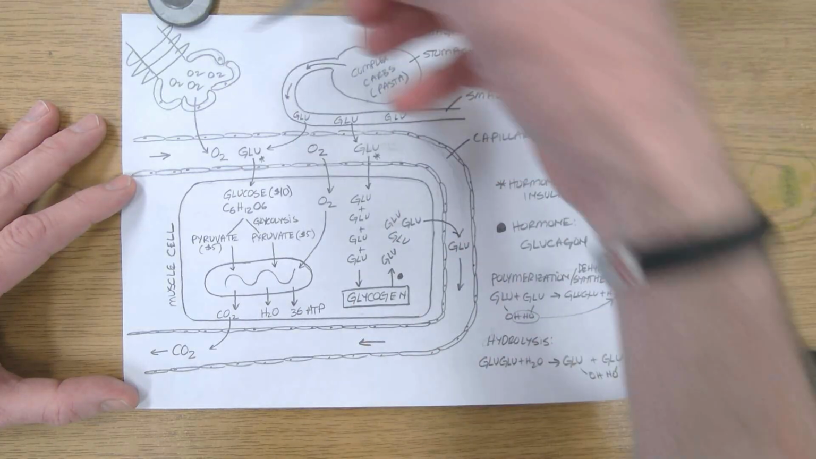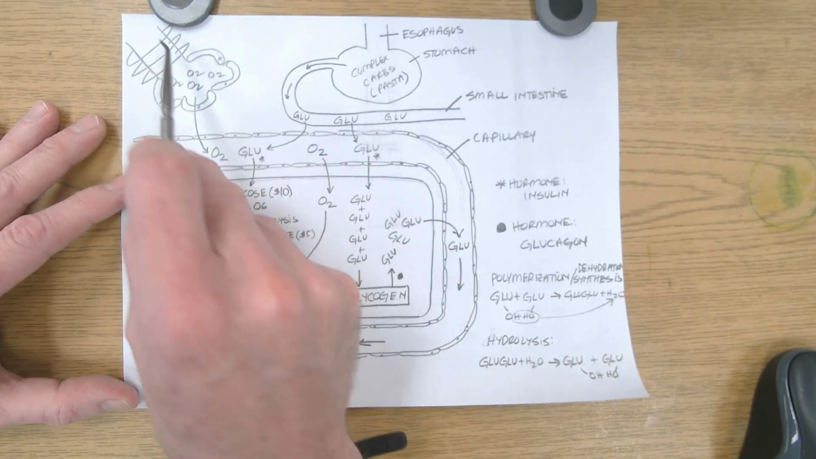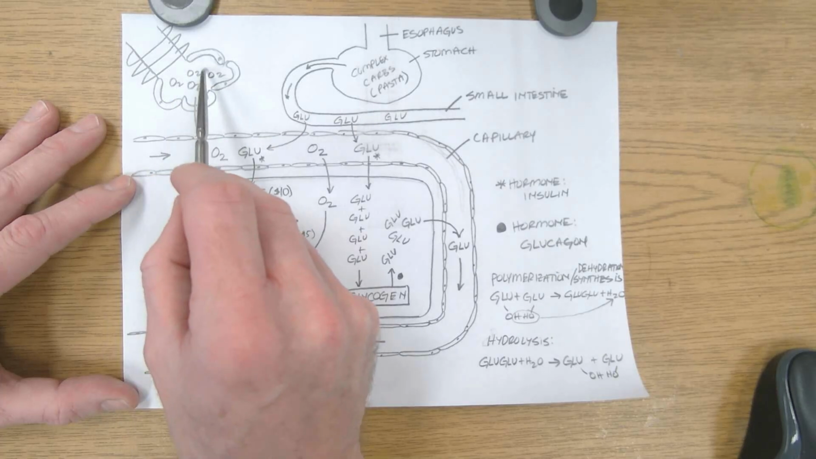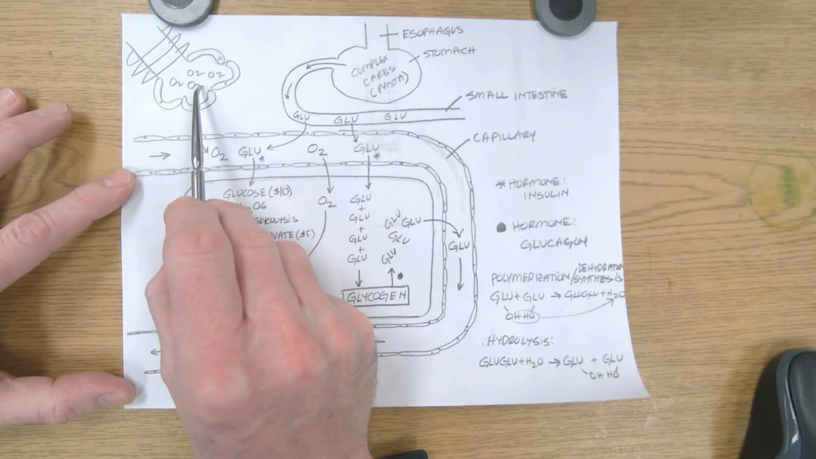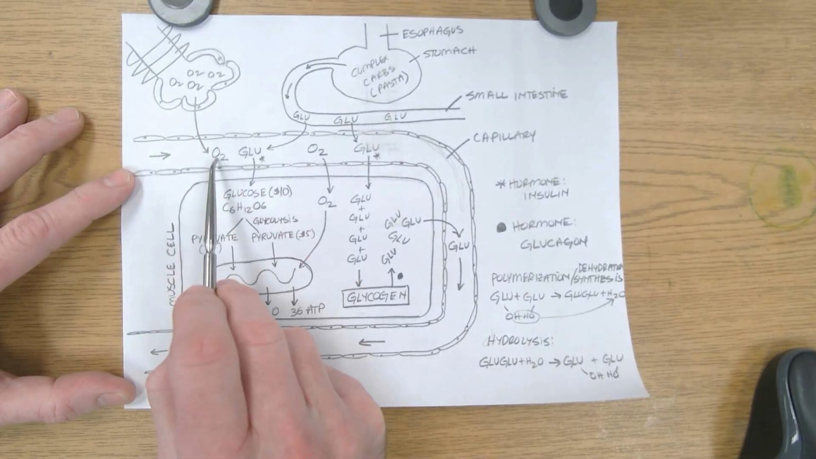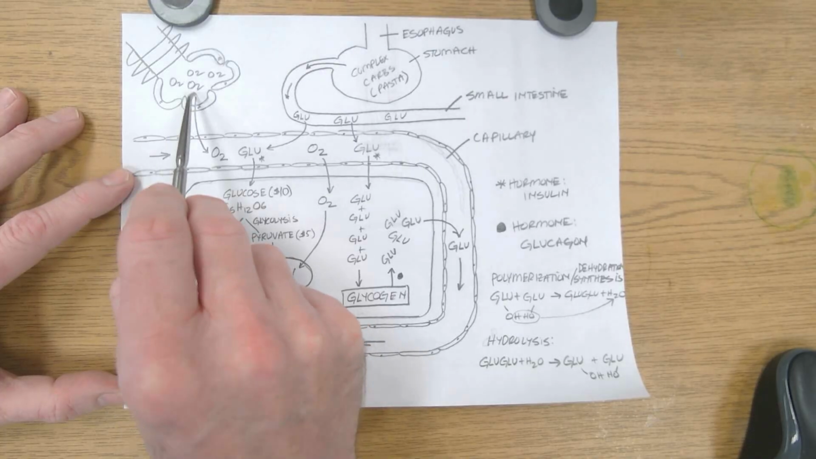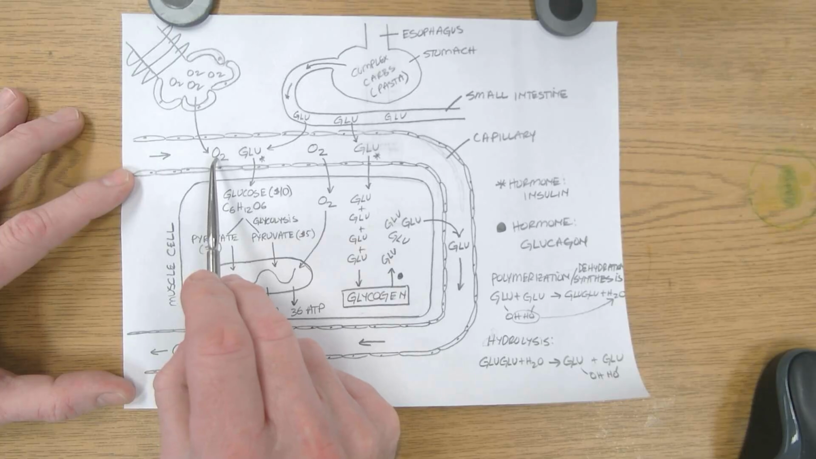So let's just take this from the top up here. So here we have a bronchiole surrounded by smooth muscle, which is loose. And here we have alveoli. Because there's a high concentration of oxygen in the alveoli and a low concentration of oxygen in the capillary, the oxygen will diffuse from high to low concentration down its concentration gradient using simple diffusion.